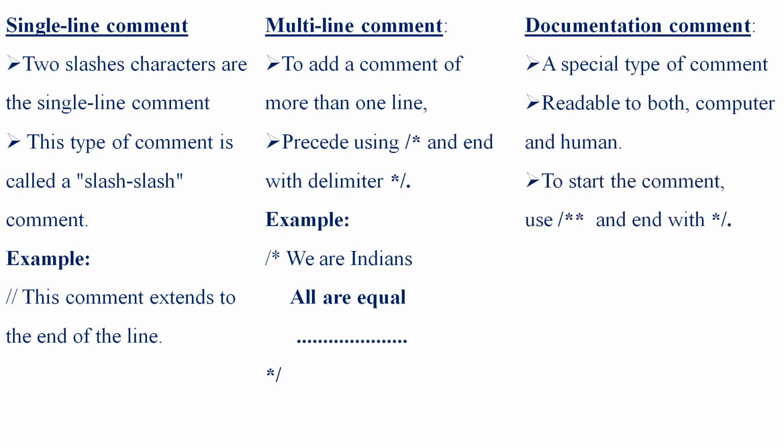These documentation comments start with a slash followed by a double star and end with a star followed by a slash. Here we have an example: the documentation comment starts with a slash followed by a double star, contains some information, and then ends with the delimiter. So this is about the three different types of comments which are predominantly used in the Java programming language.